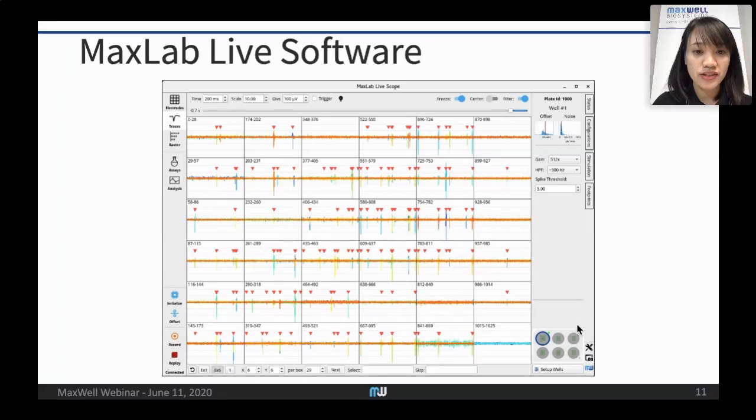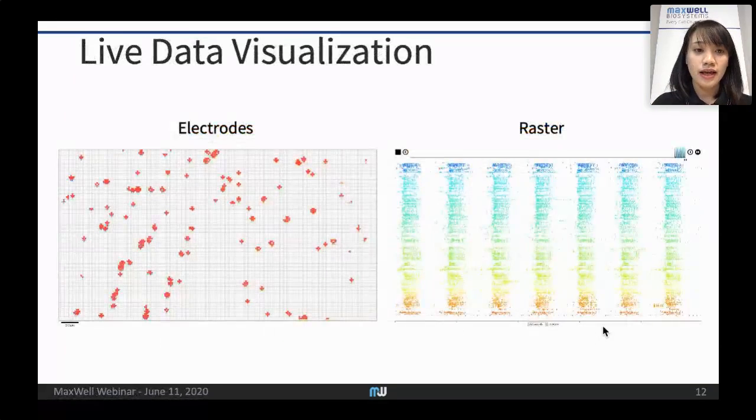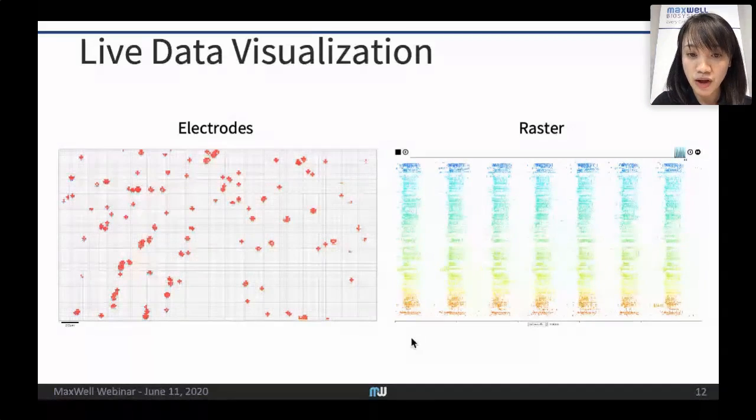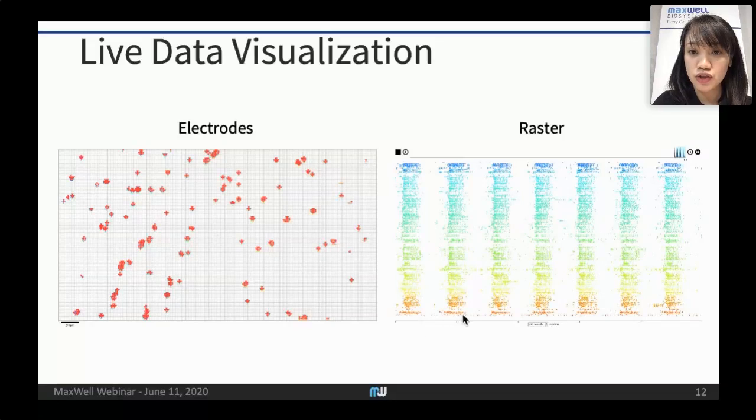This is showing the traces view where you can appreciate the action potentials from many different electrodes. And these are other visualizations such as electrodes view and raster view. In the electrodes view, you can see a grid of 26,000 electrodes, and the red spots correspond to the active spots during a burst. Here on the right side, we have the raster plot. Each line corresponds to an electrode, and each dot corresponds to an action potential. So here, the vertical bars correspond to all of these thousands of neurons that are active at the same time during this period.